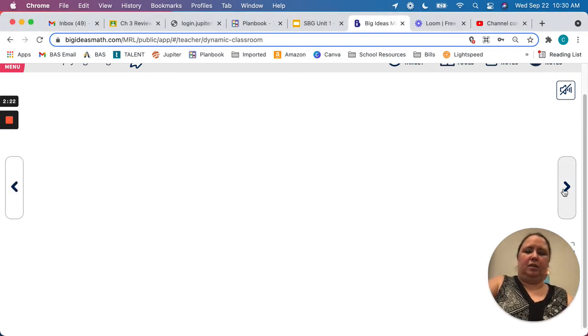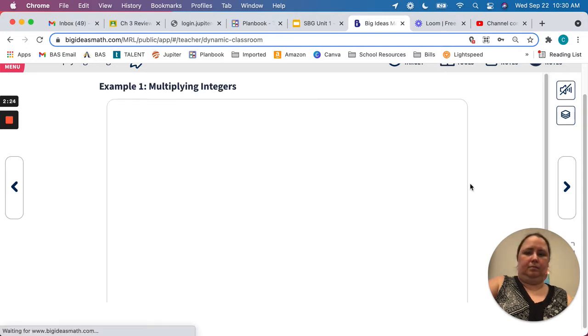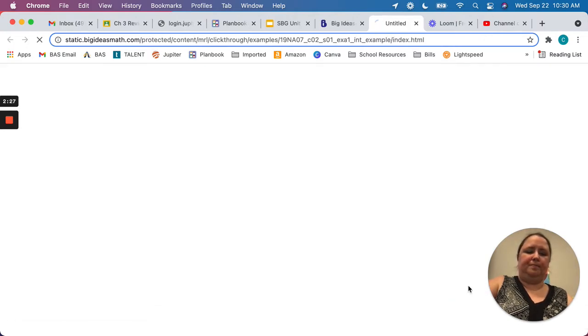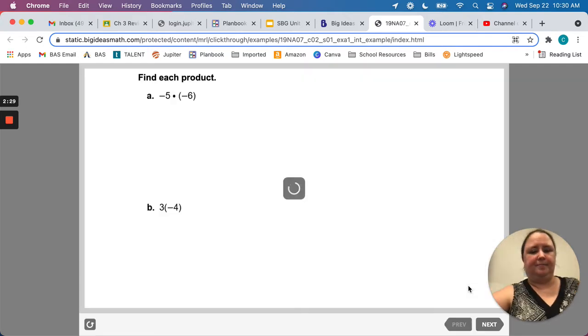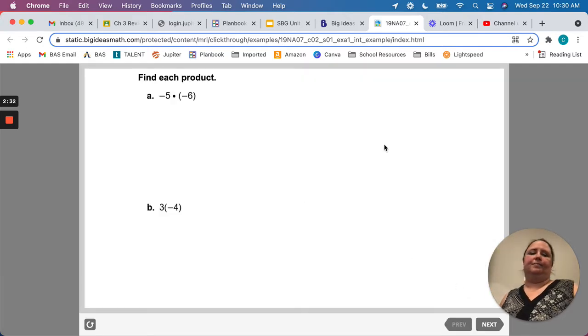All right, let's go to our first example. Put this in your journals. Okay, so we are going to find each product. What does product mean? Sum is addition. Product is the answer to multiplication. This is one of those vocab words you need to know. If you hear the word, find me the product, product means you're multiplying something.